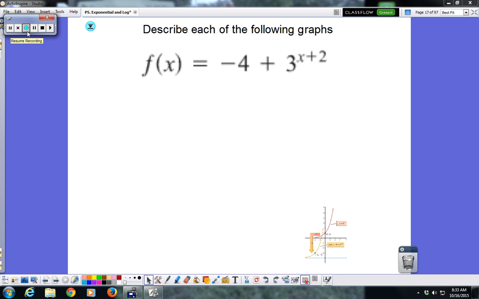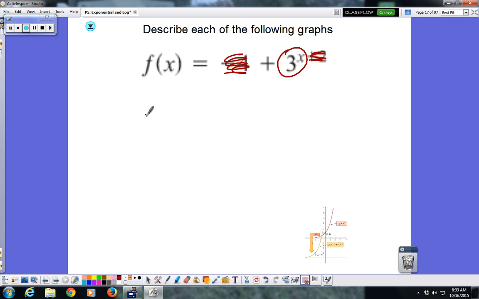Okay, next problem. Describe this graph. Your parent function: here's how you find parent functions. Take away all the pluses and minuses, take away all the negatives. That's the parent function. Now that 3, again, simply tells you how quickly this thing's growing. Your parent functions on these could be 2 to the x power, 3 to the x power, 4 to the x power, 1/3 to the x power, 1/2 to the x power, but something to the x power is your parent function. In this case, 3 to the x.